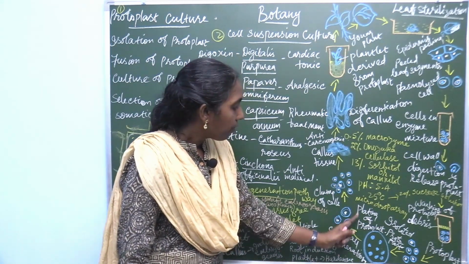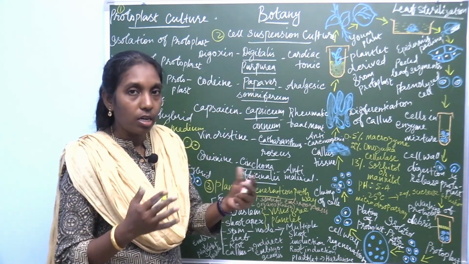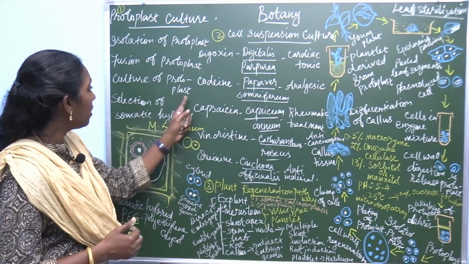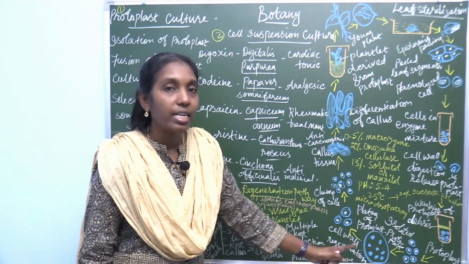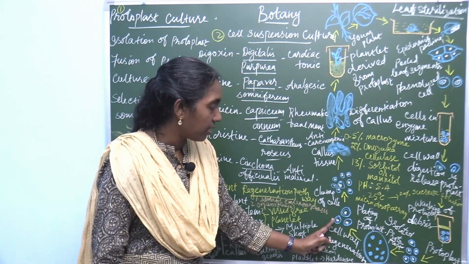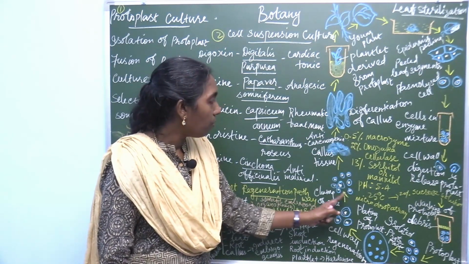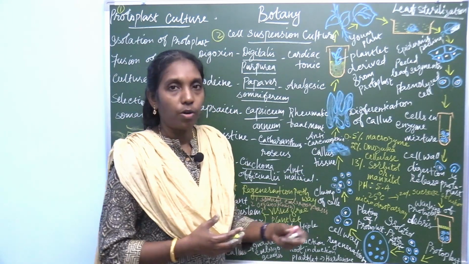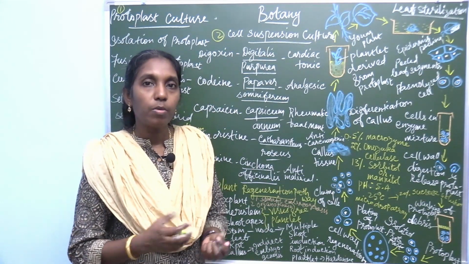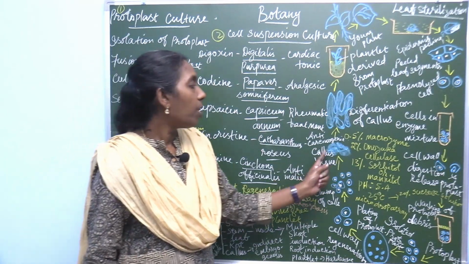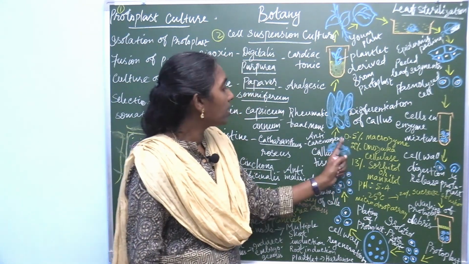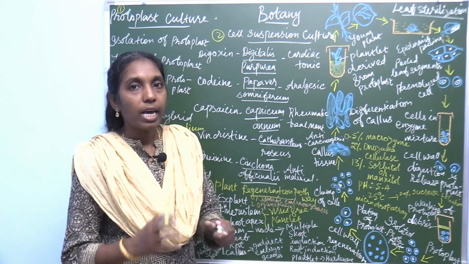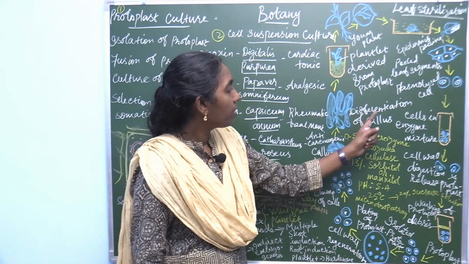From these few cells, the cell wall, which was already removed, has to regenerate. After culturing, it starts to regenerate and produces clumps of cells. From this clump of cells, there is callus formation. What is callus? Callus is a mass of unorganized tissue. From this callus, differentiation starts, the differentiation of callus.